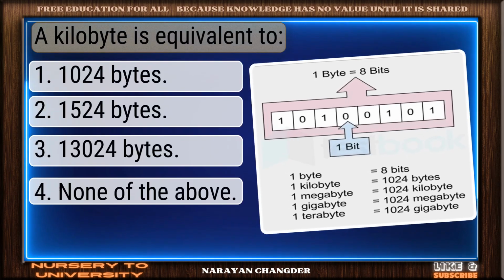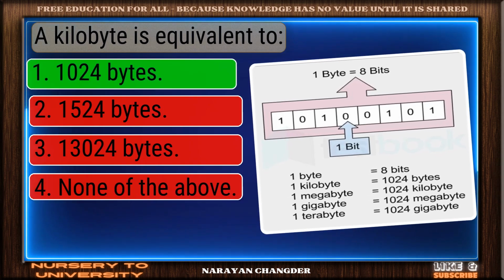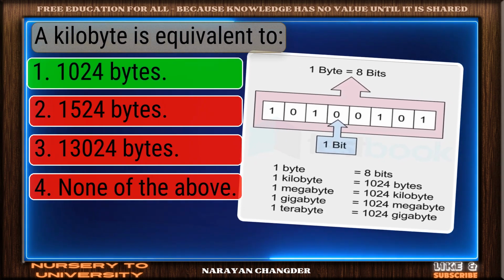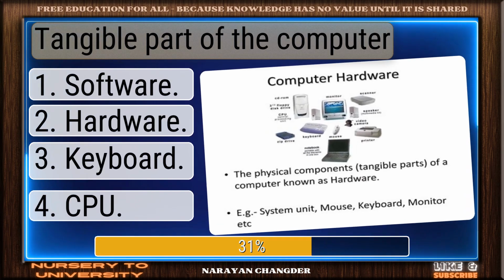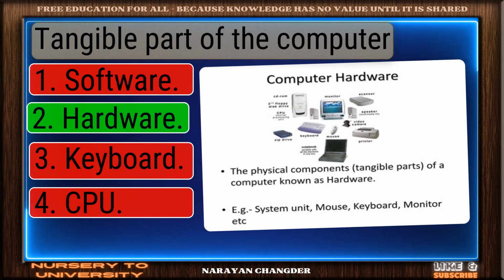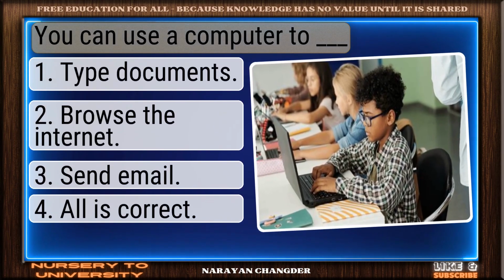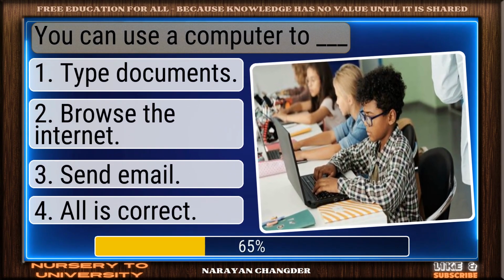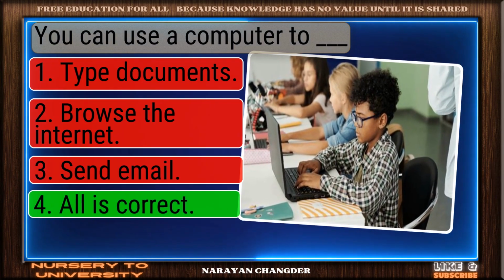A kilobyte is equivalent to. Good job. 1024 bytes works well. Tangible part of the computer. Nicely done. Hardware is solid. You can use a computer to dash. Solid response. All is correct is valid.